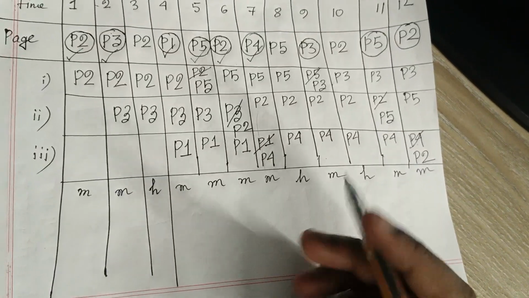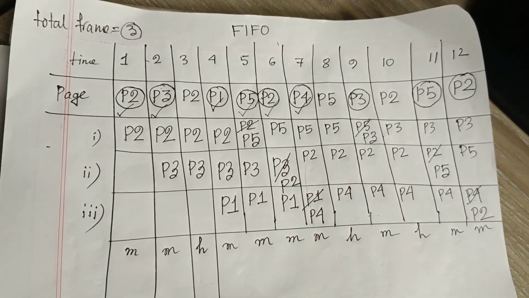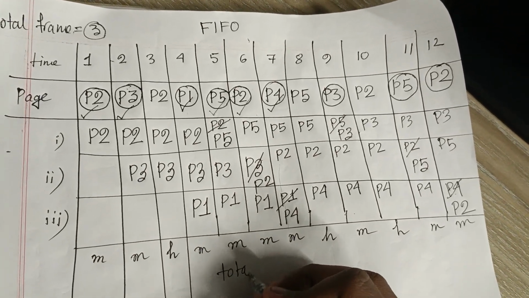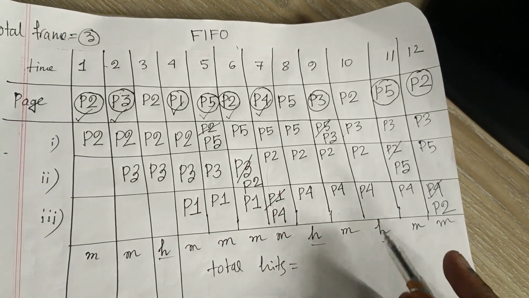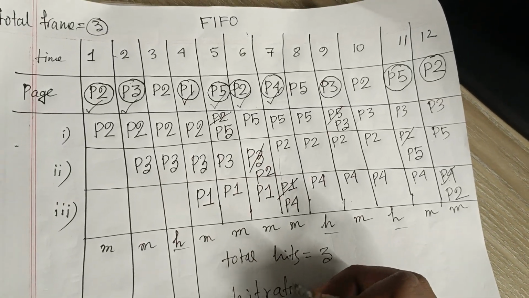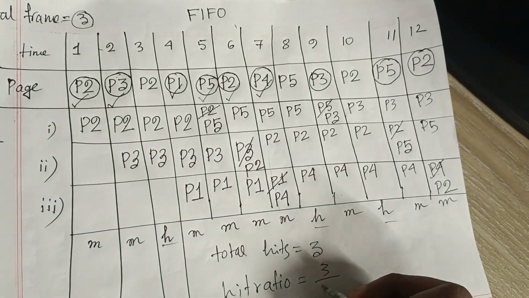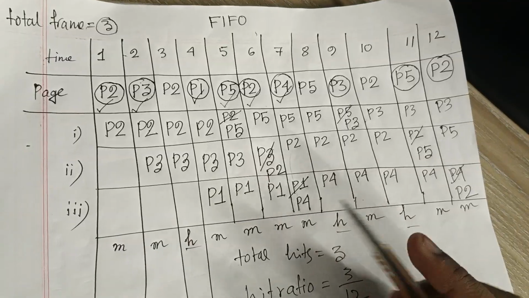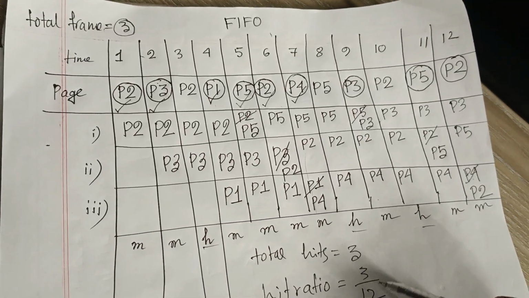So now what do we want to figure out from this algorithm? What is our hit ratio? So how many hits do we have? Total hits: 1, 2, 3. And for our hit ratio, how many rows do we have? 12. So 3 divided by 12, right? So we can see this is not a good algorithm because our hit ratio is very low, right? Thank you.